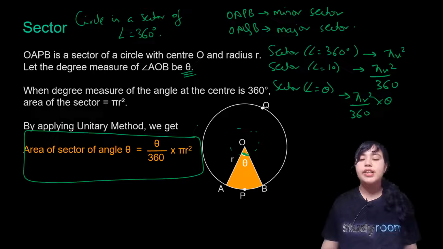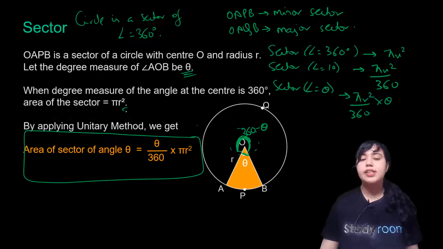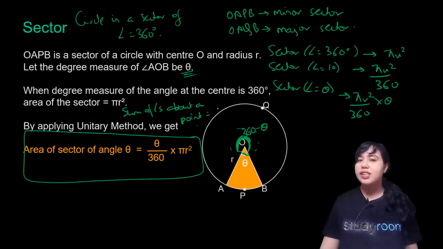Now this is obviously the area of a sector with angle theta, which means this is a minor sector. Can you find out the area of the major sector? Yes, you can. By the way, what will be the angle for the major sector? So if this angle is theta, this angle will be 360 minus theta, because the sum of angles about a point is equal to 360 degree. Like you know, the sum of angles in a triangle is 180 degree. You remember this formula also, that the sum of angles about a point is equal to 360 degree. So if this angle is theta, this is 360 minus theta.